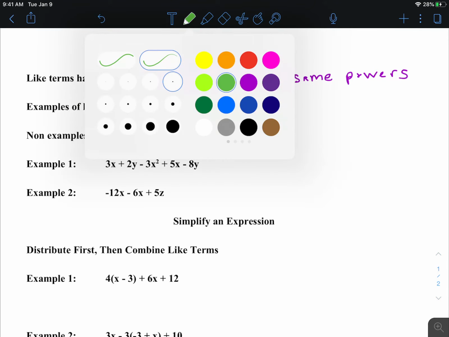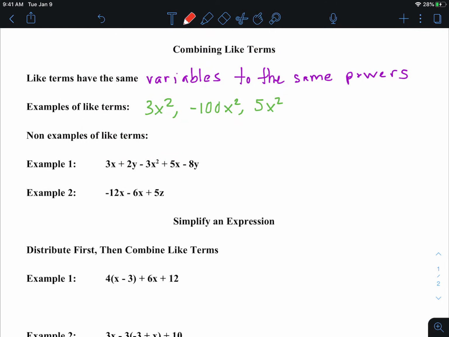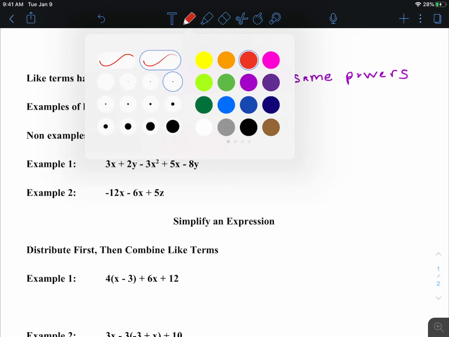Some non-like terms would be 3x squared and 2x. Yes, they both have an x, but one is squared and one is not, so those are not like terms.